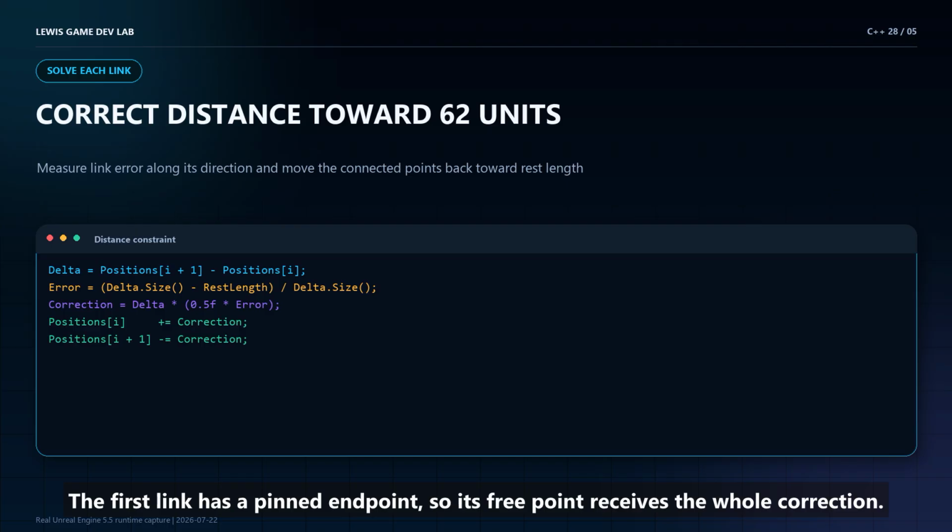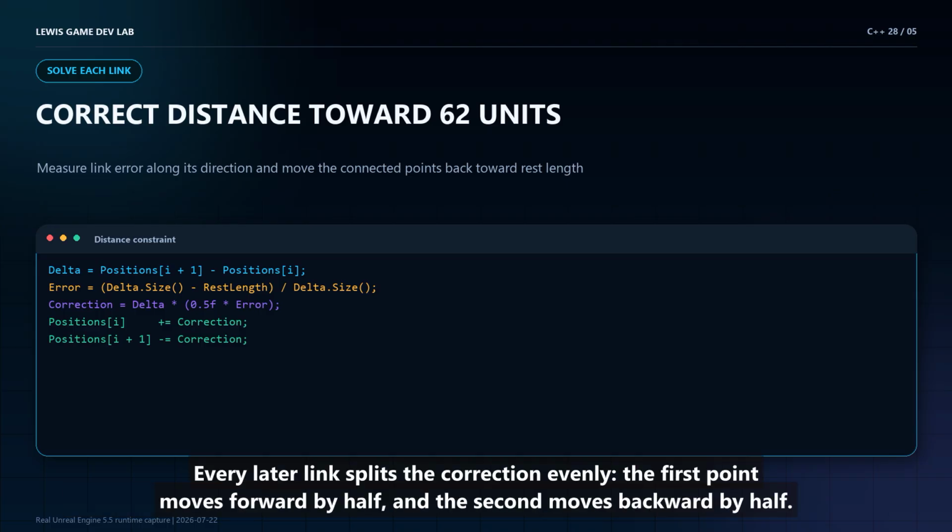The first link has a pinned endpoint, so its free point receives the whole correction. Every later link splits the correction evenly. The first point moves forward by half, and the second moves backward by half.